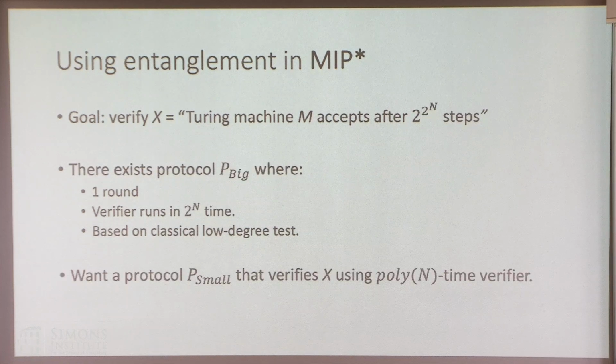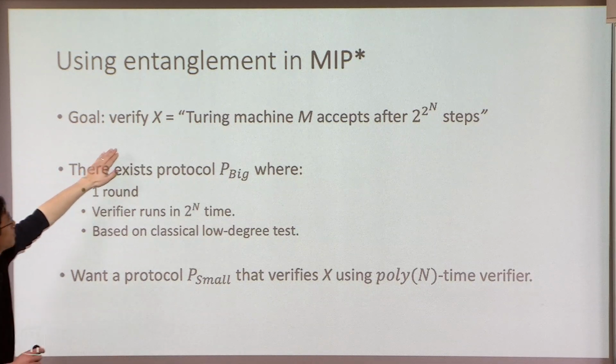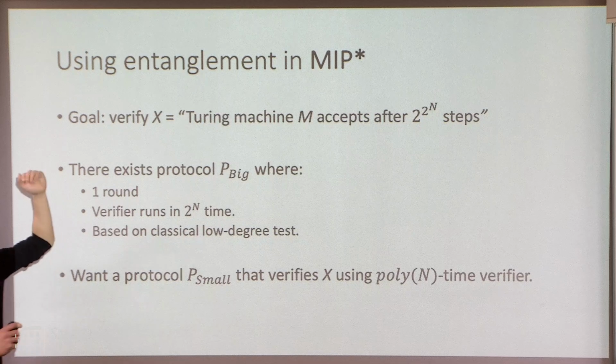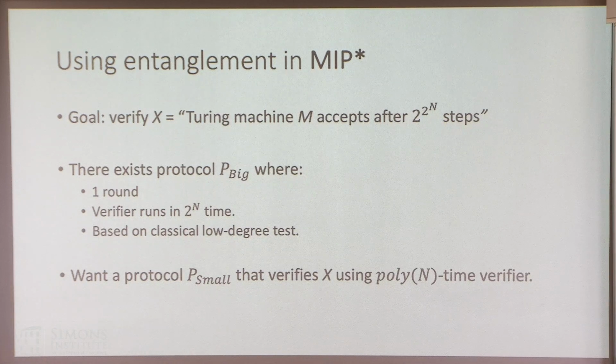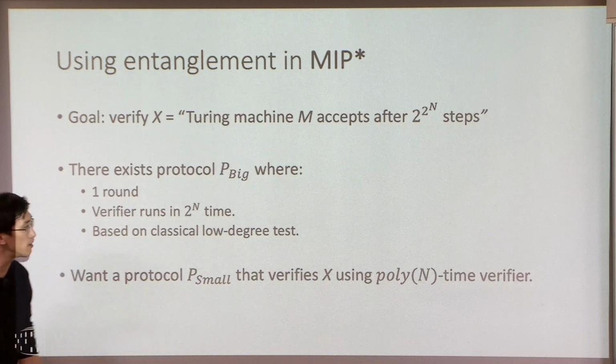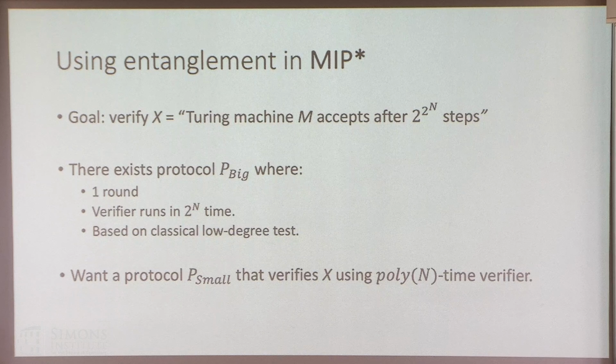All right. Now what if you're more ambitious? You want to verify a harder statement: that a Turing machine M halts after 2 to the 2 to the n steps. Well, almost trivially, I mean, what's the difference between 2 to the n and 2 to the 2 to the n? We can just use the same protocol from before. I'm going to call it protocol P big. It's 1 round. The verifier now runs in 2 to the n time. I've just blown up the verifier. And it's based on the classical low degree test. Of course, the verifier doesn't have this much time to run in real life. What we want is a protocol P small that verifies the same statement using a polynomial time verifier.